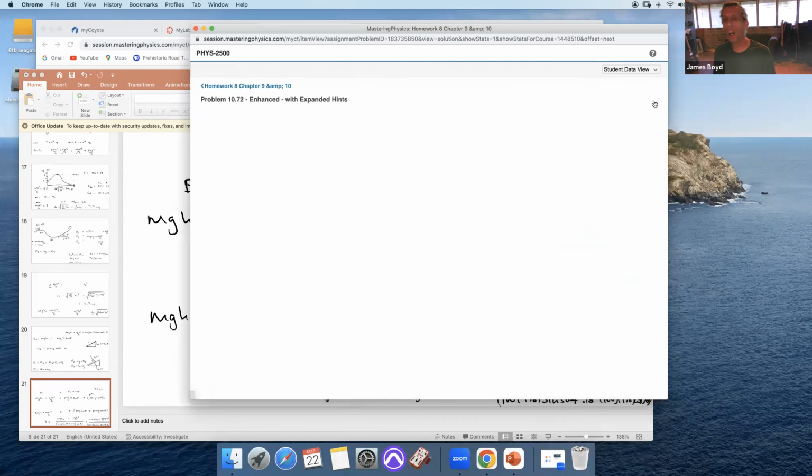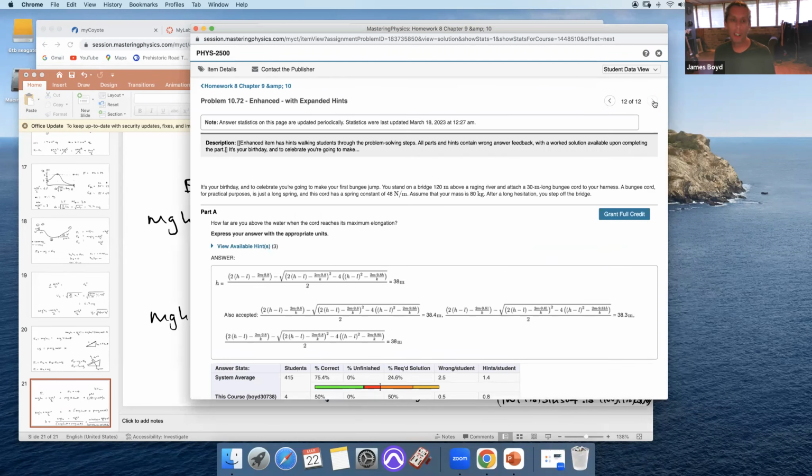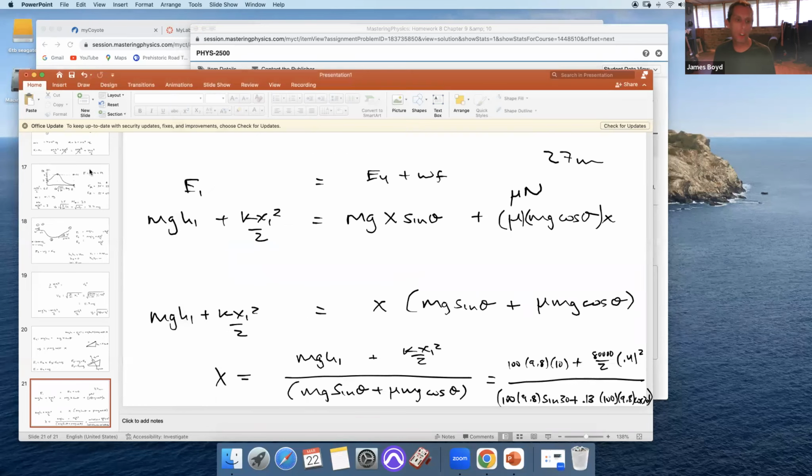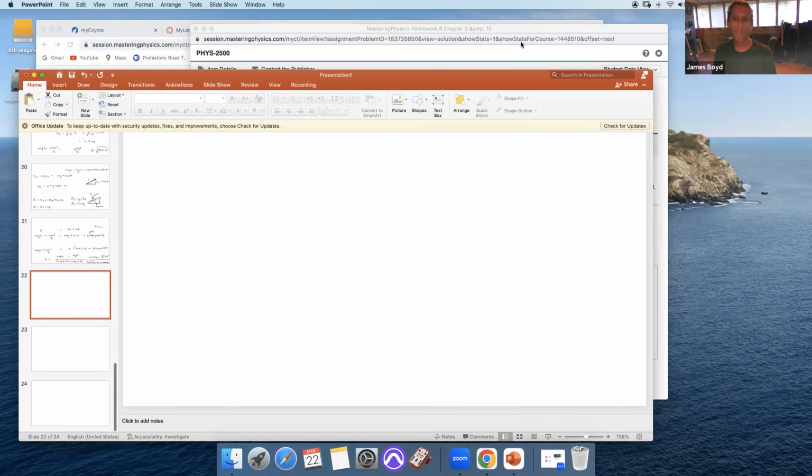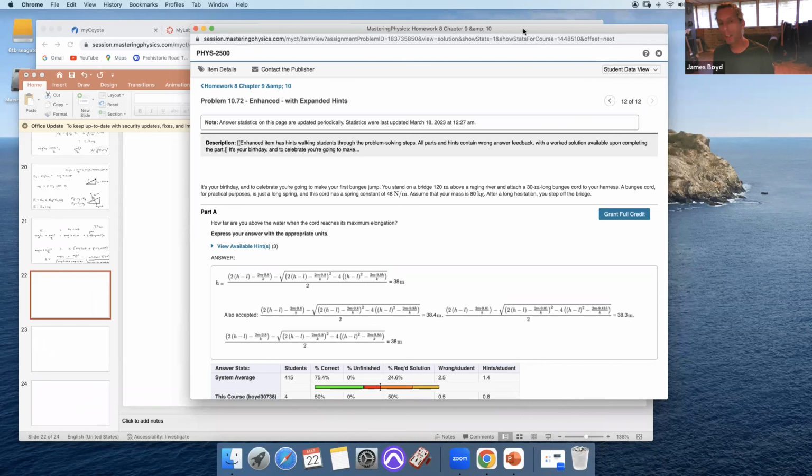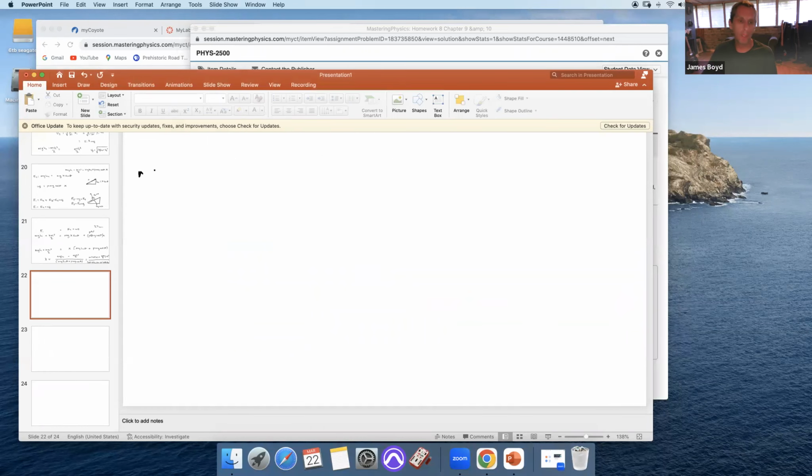Anyway, our final problem of this is, it's your birthday, you're going to jump off a bridge with a bungee cord. So we need to be very careful. I talked about this in class, but we have to be very careful about certain things here. You're going to jump off, you're going to assume that your mass is 80 kilograms. And the bridge is 120 meters above the water. So this is 120 meters.